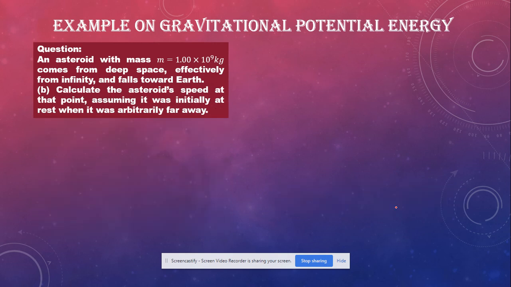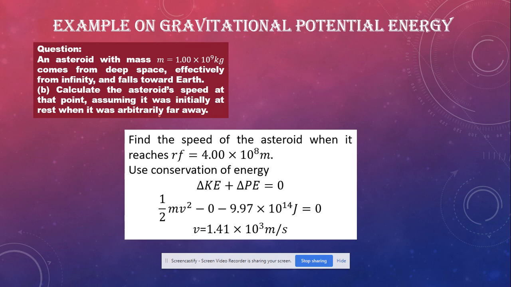Now that was A. With the same question, B asks you to calculate the asteroid speed at that point, assuming it was initially at rest when it was arbitrarily far away. To calculate this one, I just need to apply the relation of kinetic energy and potential energy, which is the conservation of energy. You also learned this in chapter 4.